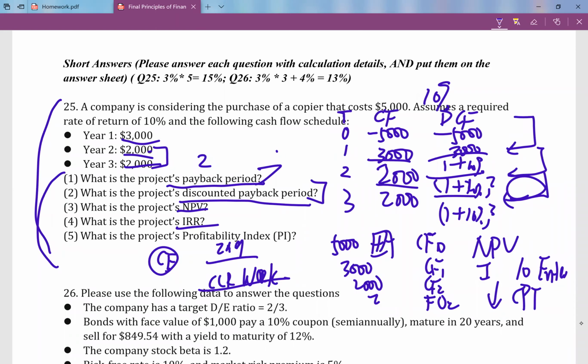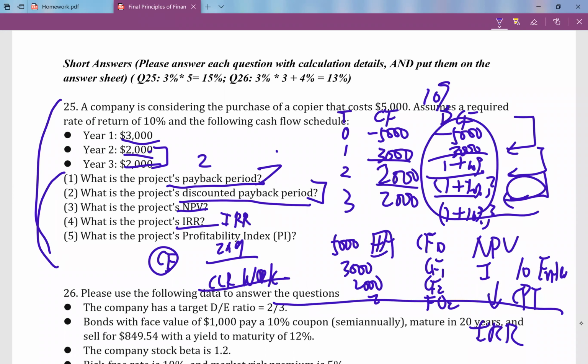Or you can use our Excel sheet to solve it. Whatever method you use, make sure you solve this correctly. Once you finish this input, you don't need to clear your memory. You continue by pressing IRR to solve the internal rate of return. And in your Excel sheet, you just use the IRR function directly.